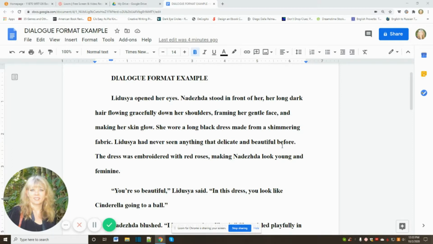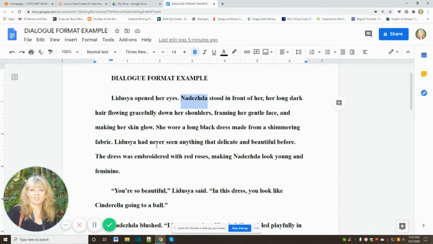All right, so let's take a look at this example. I'm using an example from a novel I'm currently working on. That way there are no copyright issues. So let's take a look at the way the scene starts. Generally, it's a good idea to introduce your characters, right? As you start writing any scene, including a dialogue scene. So I have two characters. Here's one, Lidusia. The other one is Nadezhda.